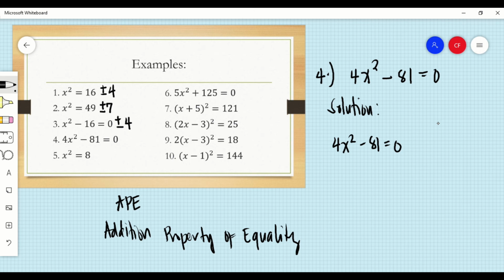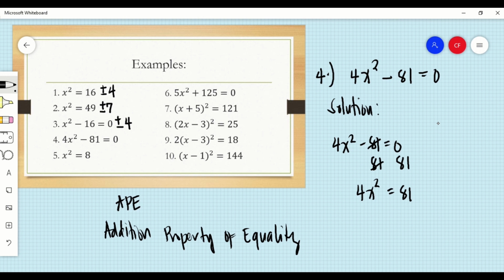Okay? Again, mag-a-add lang po tayo ng opposite sign nung number na gusto nating eliminate. So, this time, negative 81. So, opposite sign ng negative 81 is positive 81, right? So, mag-a-add lang po tayo both side of the equation by positive 81, right? So, yung magiging equation natin dito is 4x squared equals 81. Observe, negative 81 plus 81, that is equivalent to 0. Kaya po 4x squared na lang ang natira dito sa equation na to equals 81.